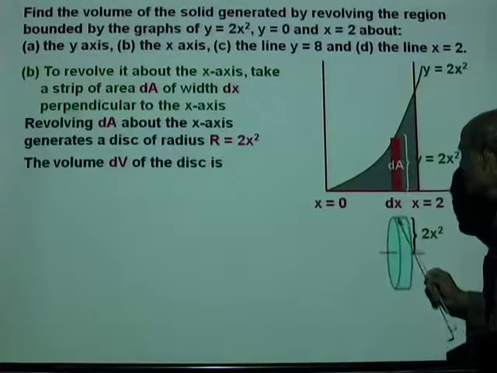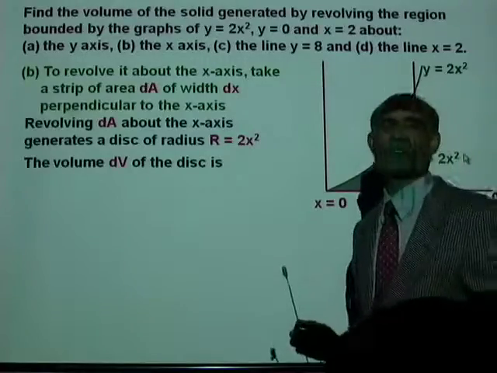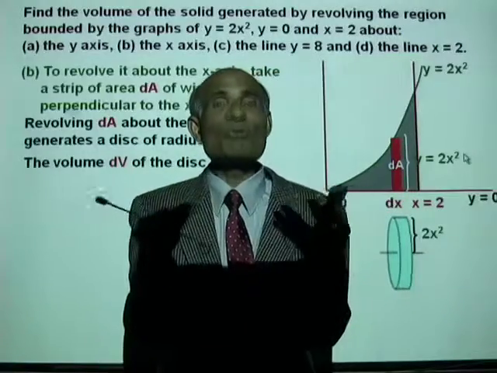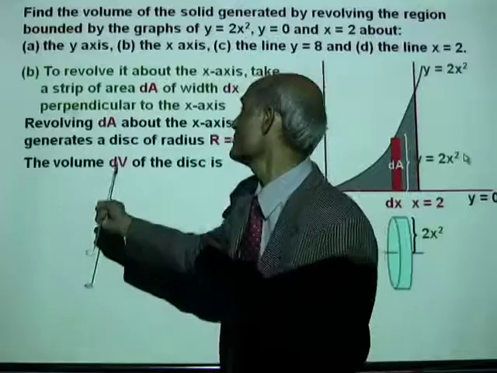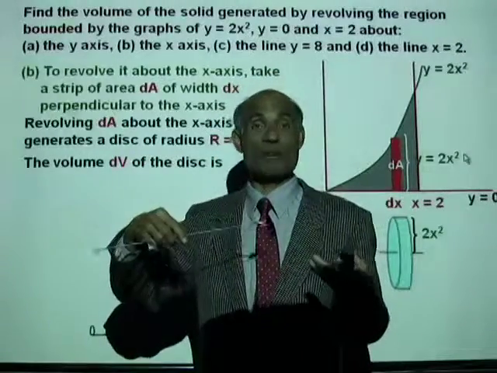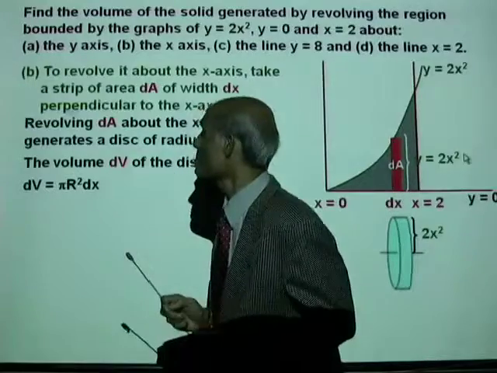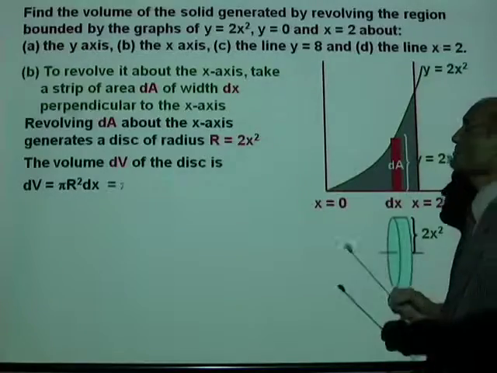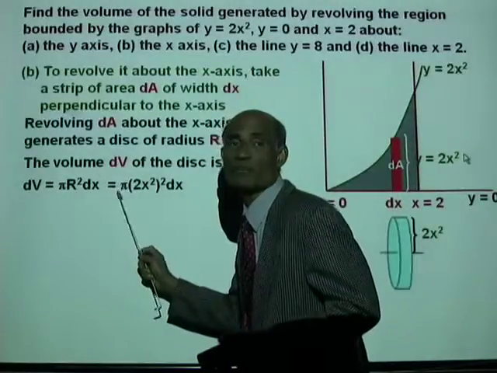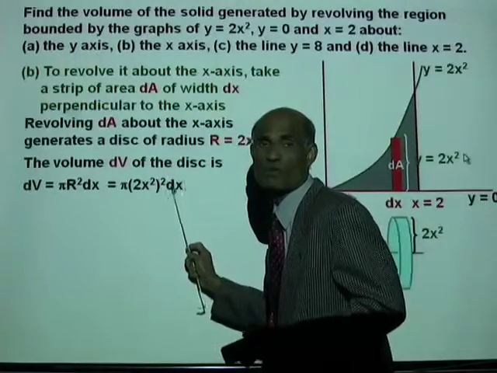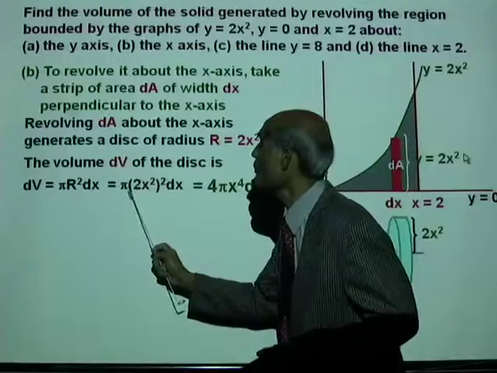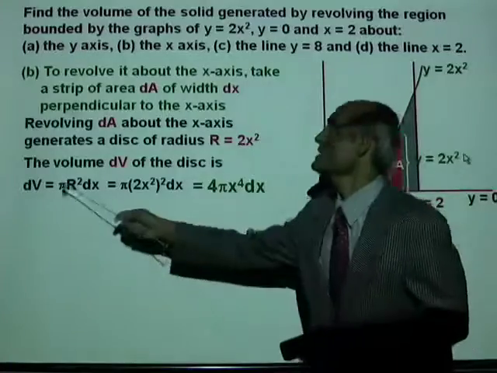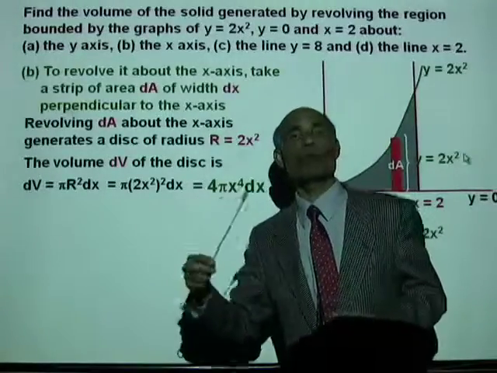Alright, first let's obtain volume dV of that disk. What is dV for that disk? Because it is a disk, you don't need to subtract the volume of the hole. The volume dV will be pi times r squared dx. So dV equal to pi r squared dx, where r is this distance, which is equal to 2x squared. So dV equal to pi times 2x squared all squared dx. And that will be 4 pi x to the power 4 dx. That's the dV, the volume of the disk.